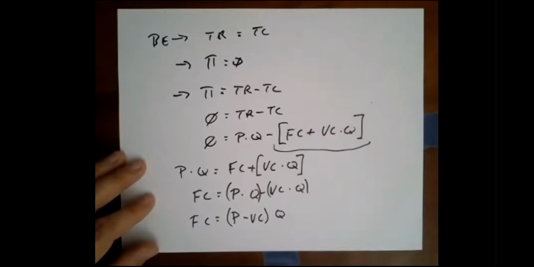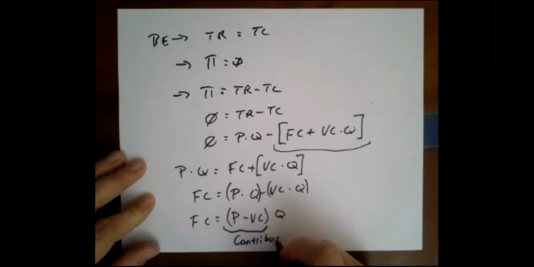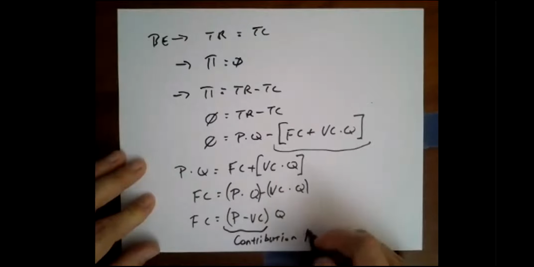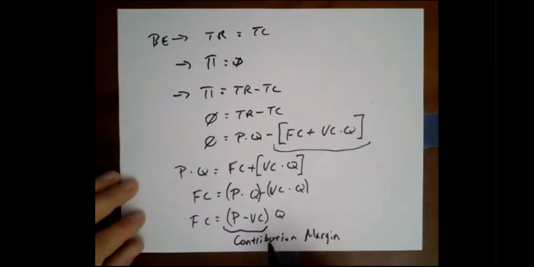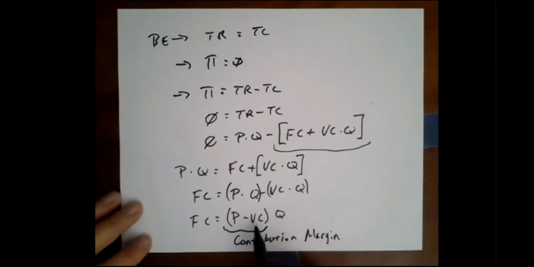And so this term here is called the contribution margin. It's called the contribution margin, and it is the amount of contribution, right? So price minus variable cost. These two things are directly related to quantity. That's why we're multiplying them by quantity, right?